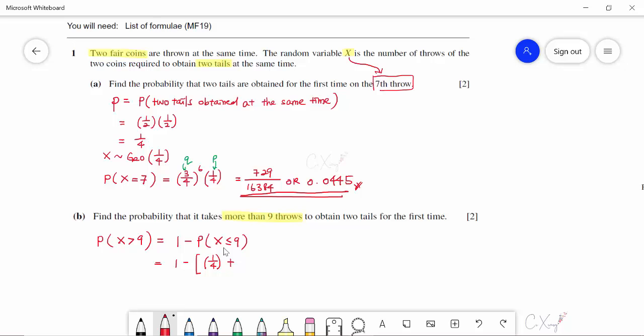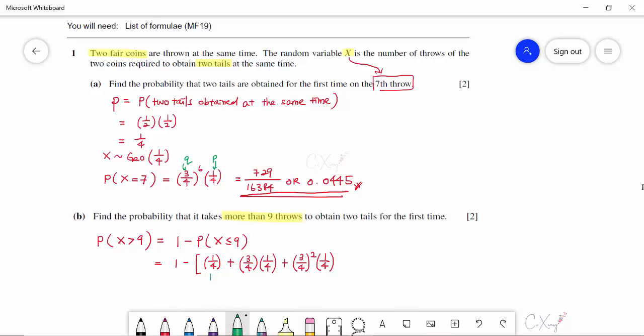It can also be X equals 2. So when you're having X equals 2, that means in the first row you didn't get two tails at the same time, but at the second row you get two tails at the same time. So next one, when you're having X equals 3, that means for the first two times you didn't get two tails at the same time, and on the third time only you get the two tails at the same time.